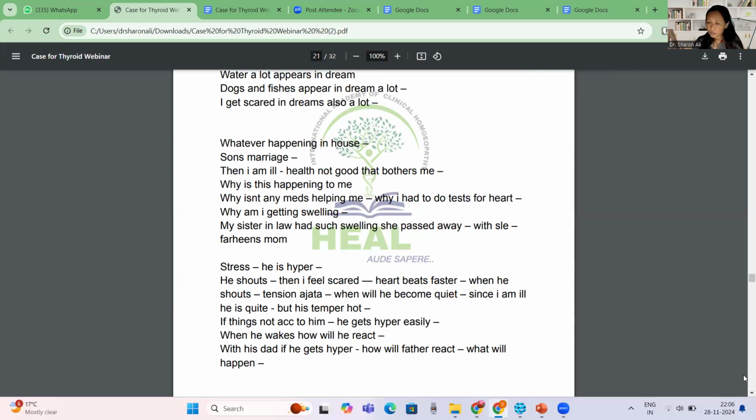So we have to be able to cover the ODP, the origin, duration, and progress of the case. We have to cover the cause, the location, sensation, modalities. We have to cover all that also. So here in this particular case, I found Cactus to cover all that.